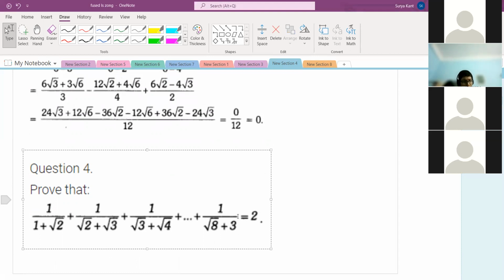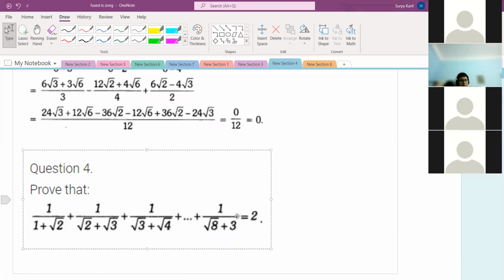Sir, what are the 3 dots? 3 dots means it keeps on going. There's root 3 plus root 4, root 4 plus root 5, root 5 plus root 6, like that. So you have to prove that, Sairitvik, you should prove 2 only. This is the answer.